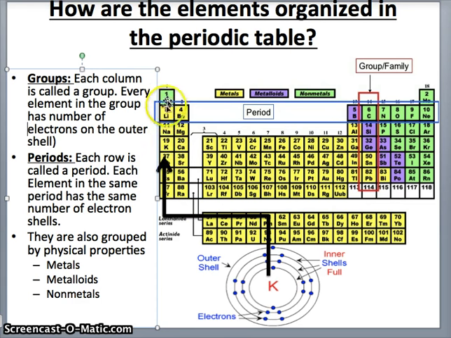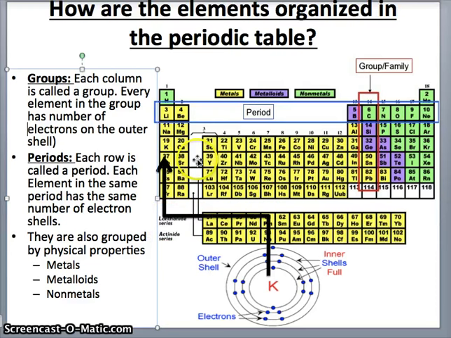K is potassium. Potassium, as you can see, is in the 1, 2, 3, 4th period. That means it should have 4 shells: 1, 2, 3, 4. There's 4 shells. It also is in group 1. That means it should have 1 electron in the outer shell, which it does right here. And that's why K is placed here.